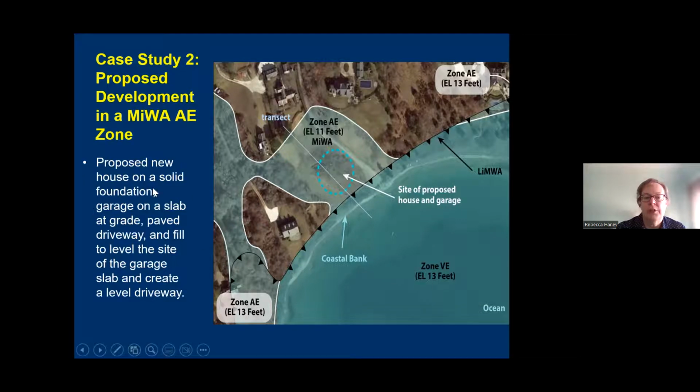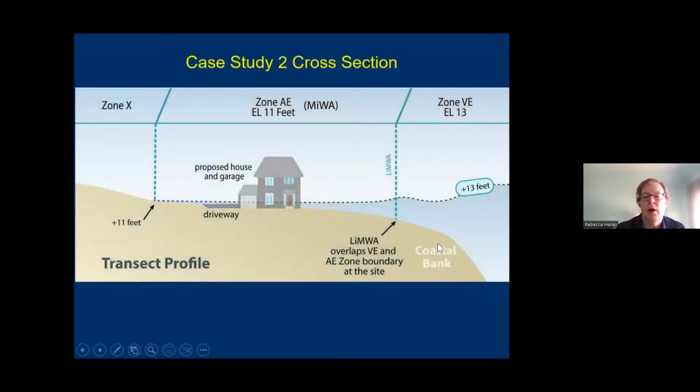So this project is, again, a proposed house on a solid foundation, garage on a slab, paved driveway, and fill to level the site. So if we look at it in cross section as a transect, you can see a little bit more of the topography. And your wave energy, your V zone, is coming in here to the LiMWA. Your 3-foot breaking wave ends there.